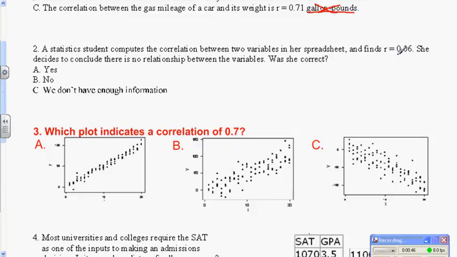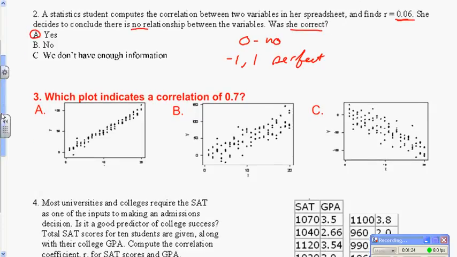Number 2, a statistics student computes the correlation between two variables in her spreadsheet. She finds the R value is 0.06. She decides to conclude that there is no relationship. Is she correct? And the answer is yes. We know that 0 means no correlation. We know that -1 and 1 are a perfect correlation. And 0.06 is so far removed from -1 and 1 that it is pretty much considered a no, because there's not much strength there at all. So it's so low that one can consider it as being no, even though it's not negative.